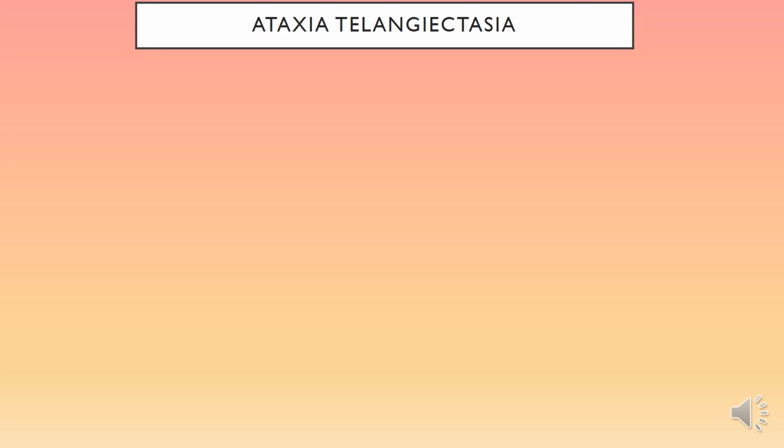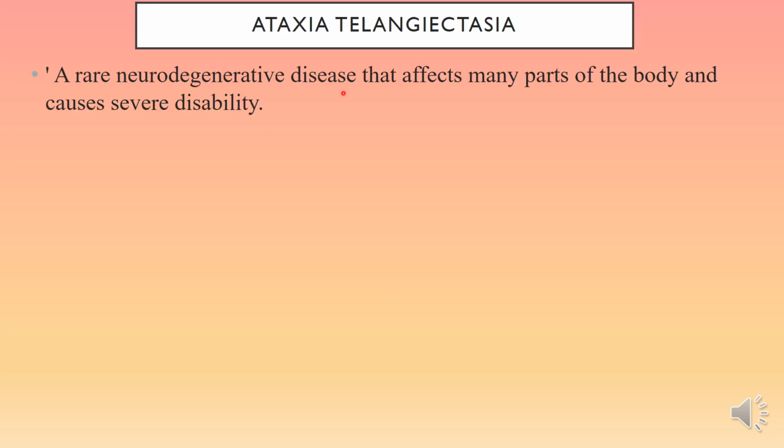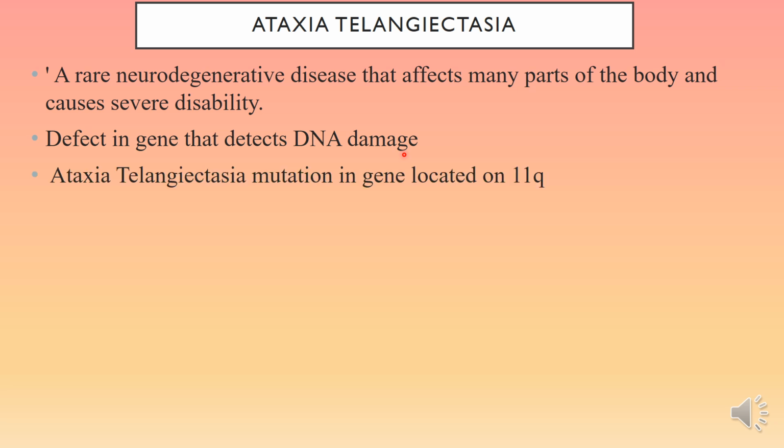Now, ataxia telangiectasia. This is a rare neurodegenerative disease that affects many parts of the cell and causes severe disability. A defect in the gene that detects DNA damage is seen, which means that the mechanism by which DNA damage is detected is itself defective. So the gene for detecting the damage is defective, and the ataxia telangiectasia mutation is on a gene located on chromosome 11q.